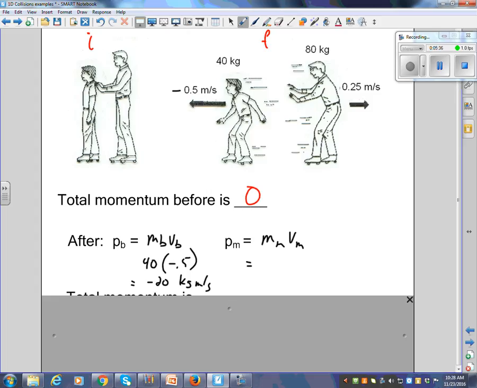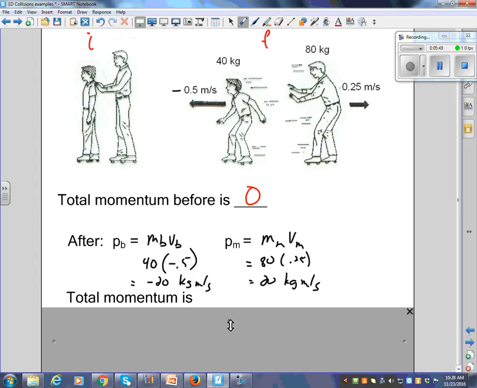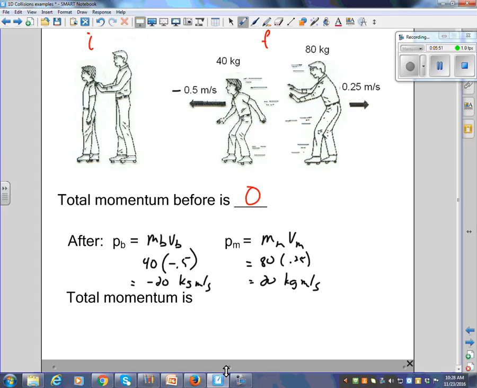Mass man, 80, velocity man, 0.25. What do you know? 20 kilogram meters per second. And as pointed out earlier, they are balanced: minus 20 and 20. So what is the total momentum?